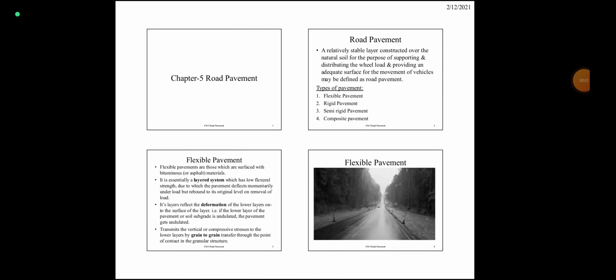Road pavement: a relatively stable layer constructed over the natural soil for the purpose of supporting and distributing the wheel load and providing an adequate surface for the movement of vehicles may be defined as road pavement.